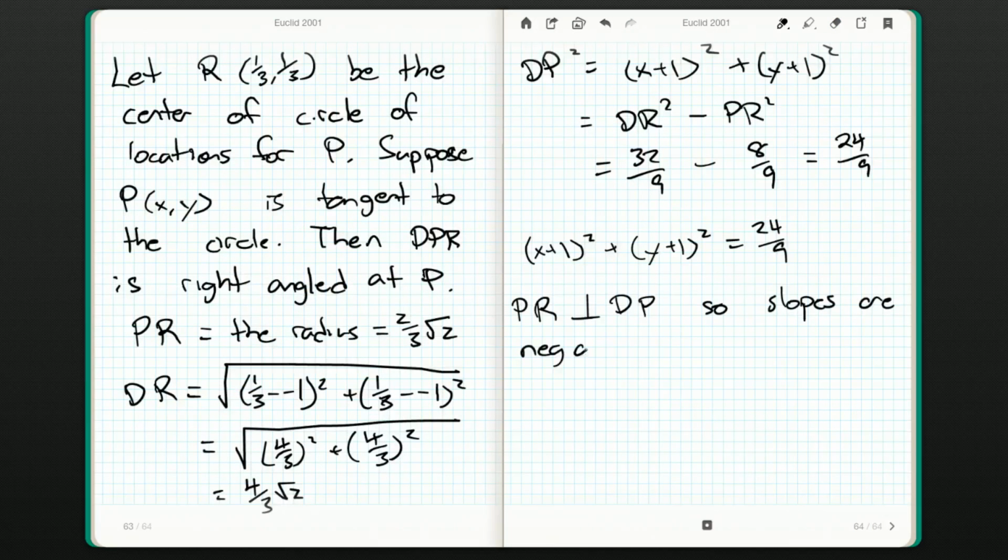So the slopes are negative reciprocals. Reciprocals. Pro or pre? Well, it doesn't matter. Negative reciprocals. So that means rise over run has got to be the negative reciprocal of the other rise over run.